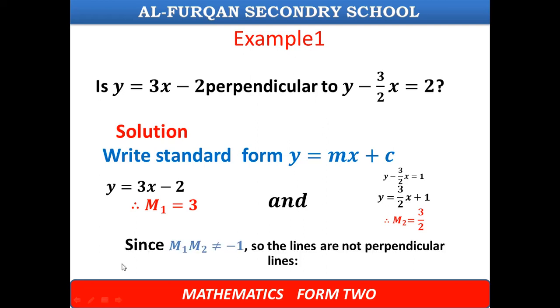Therefore waxaan leenahay m1, yaani gradientka koowaad, marka lagu dhuftay gradientka labaad, m1 times m2 is not equal to minus 1. Sidaas awgeed the lines are not perpendicular lines. Labada line ma aha perpendicular. Goorma perpendicular lahaan lahaayeen? Marka labadooda gradient la isku dhufto uu la mid yahay minus 1.